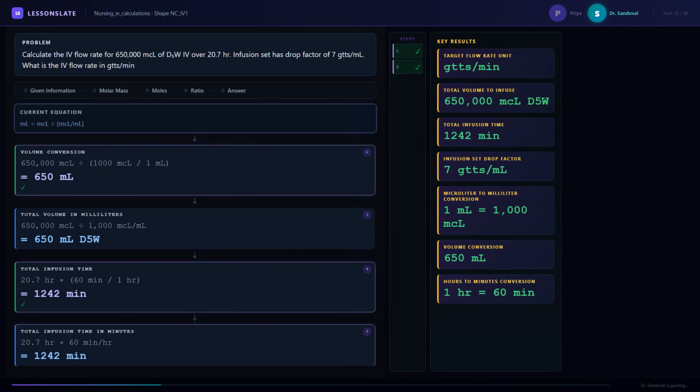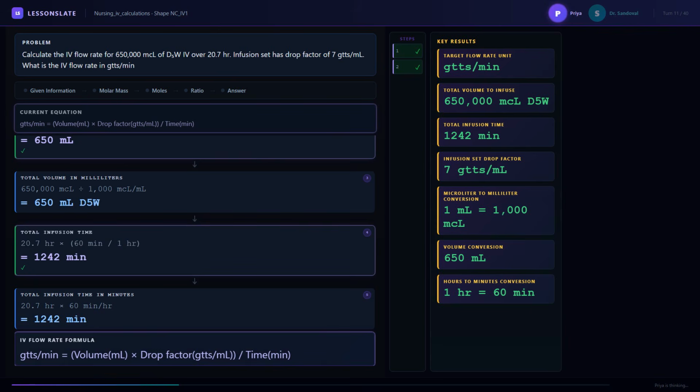Okay, so I think the formula for IV flow rate is total volume in milliliters multiplied by the drop factor in drops per milliliter divided by the total time in minutes. So it would be 650 milliliters multiplied by 7 drops per milliliter divided by 1,242 minutes. Does that sound like the right formula to use here?